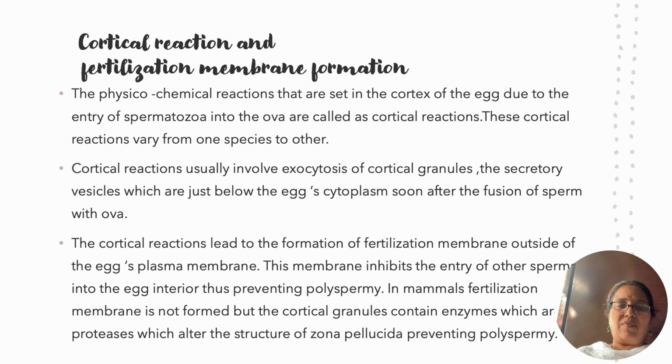In mammals, the fertilization membrane is not formed, but the cortical granules contain enzymes, which are proteases, that alter the structure of the zona pellucida, preventing polyspermy.